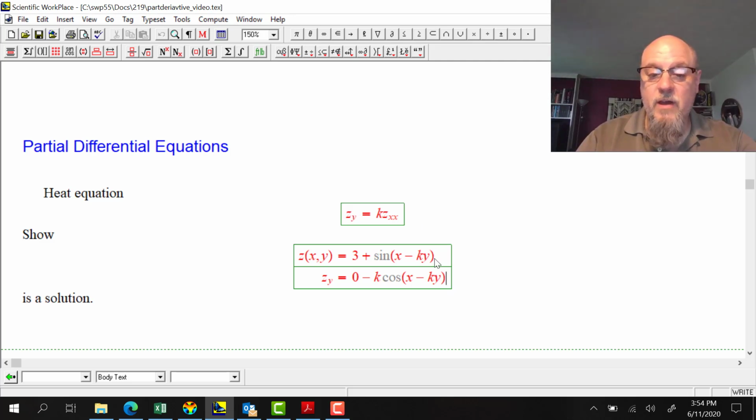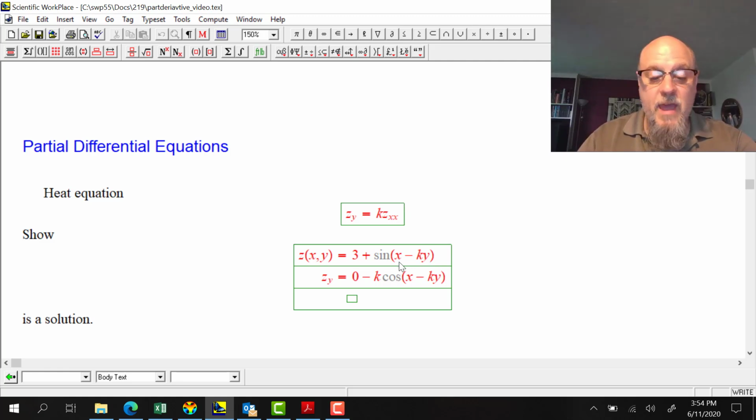Let's get the right-hand side. So I need z sub xx. So I need the derivative first with respect to x. So I'm differentiating this function with respect to x. The derivative of 3 is 0. The derivative of sine is cosine. Leave the middle alone. Multiply by the derivative of what's inside. Remember, I'm differentiating with respect to x, so the derivative of what's inside is a 1, so I'm not going to write it.